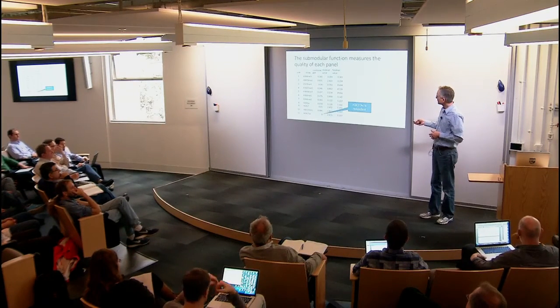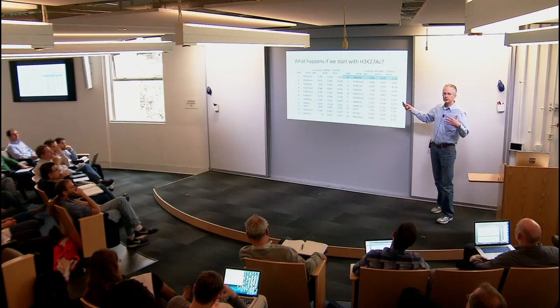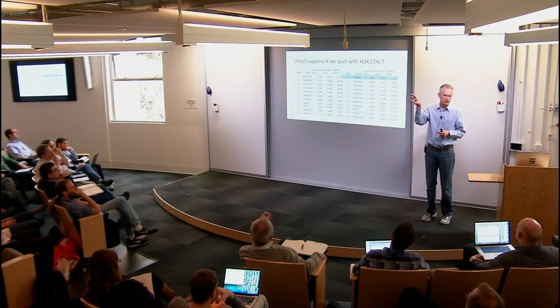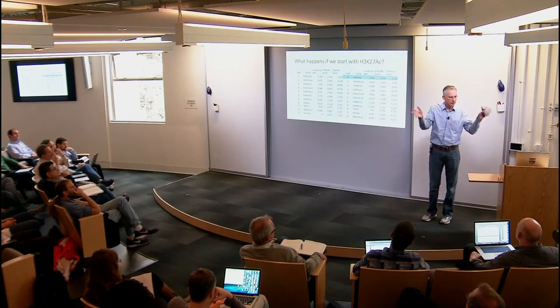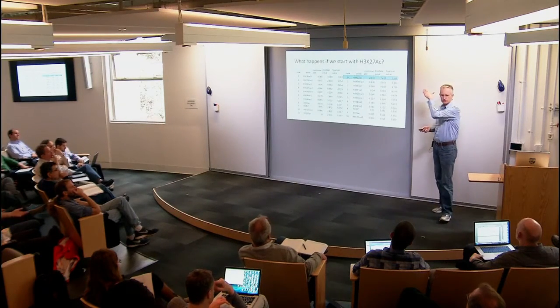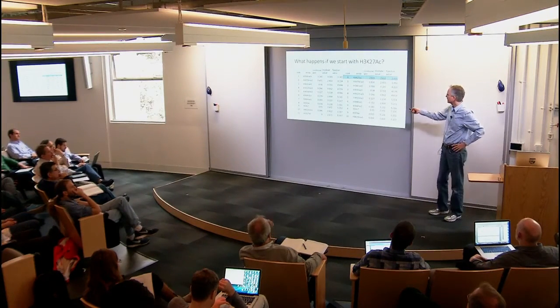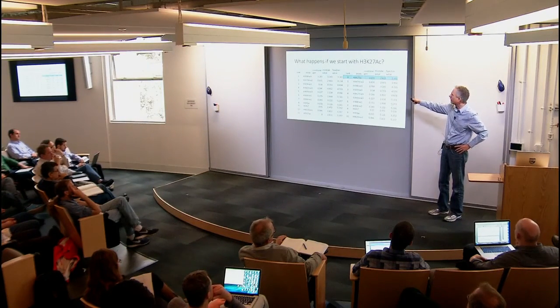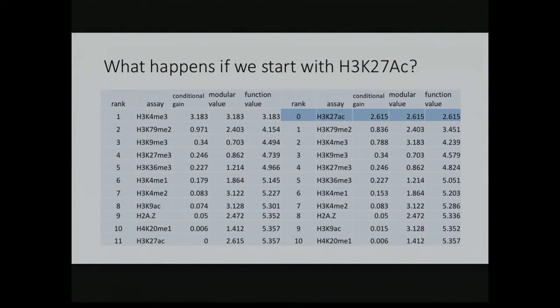But the nice thing is that we can adapt this protocol to say, let's imagine that somebody has already done H3K27AC, or they really definitely want to do H3K27AC, and now let's just do the optimization from there on. So we say, this one is fixed, and now what should we do next, given that we've already done that one? And so you start seeing that, on the one hand, the modular value of this one is smaller than several of the other assays. So that's why it wasn't selected first.